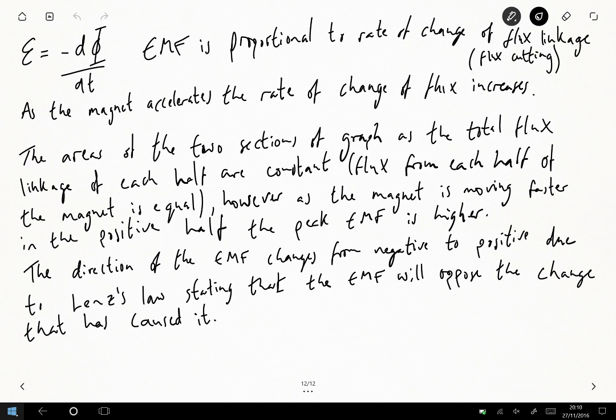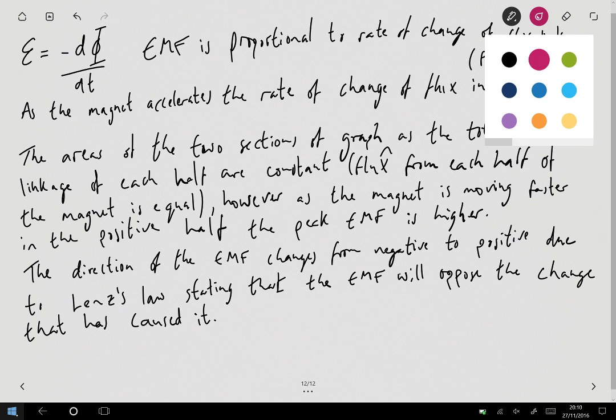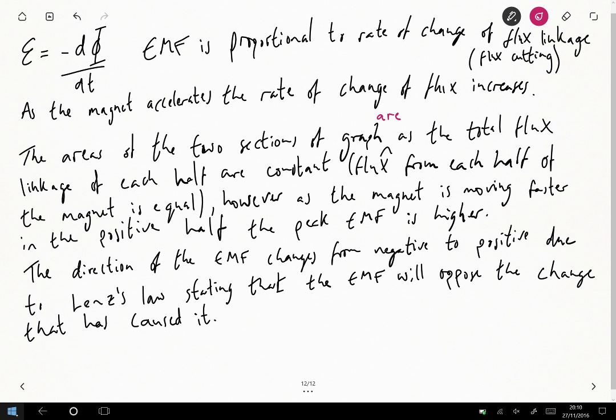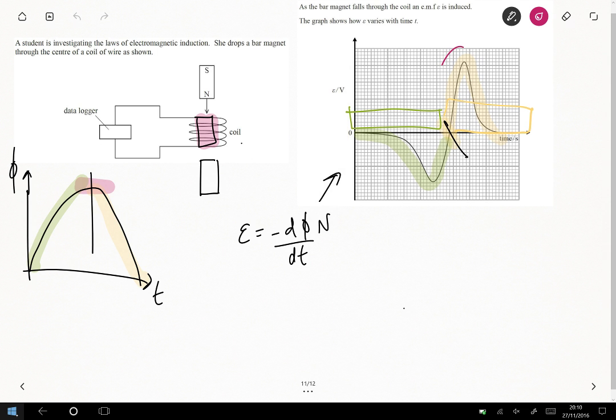The areas of the two sections of the graph are equal. Sorry, this is where it's important to proofread your work. The areas of the two sections of the graph, let's just add that in, are equal, as the total flux linkage of each half is constant. So the flux from each half of the magnet is equal. However, as the magnet is moving faster in the positive half, the peak EMF is higher. So that's explaining why this part of the graph is that shape.